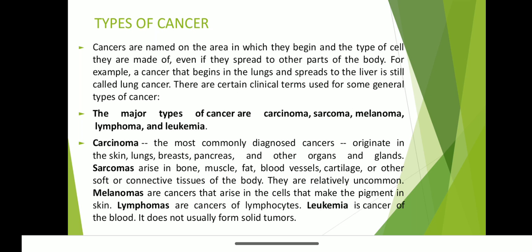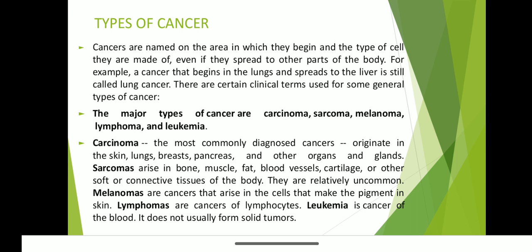Now next, let's move on to types of cancer. Cancers are named for the area in which they begin and the type of cell they are made of, even if they spread to other parts of the body. For example, a cancer that begins in the lungs and spreads to the liver is still called lung cancer. There are certain clinical terms used for some general types of cancer. The major types of cancer are carcinoma, sarcoma, melanoma, lymphoma, and leukemia.